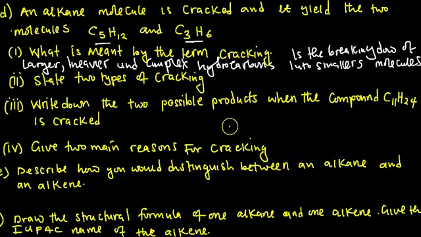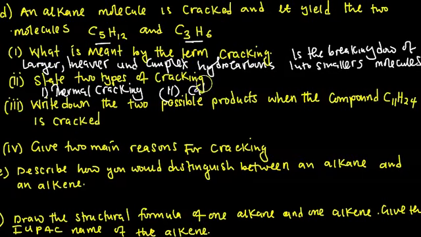There are two types of cracking. So the second question is to state two types of cracking. One type of cracking is called thermo cracking. Thermo cracking involves the use of what? Heat. That is what you call thermo cracking. So thermo cracking uses heat to break down these larger and heavier complex hydrocarbons to smaller ones. But we also have what we call catalytic cracking. So take note. Two types of cracking: thermo cracking and catalytic cracking.